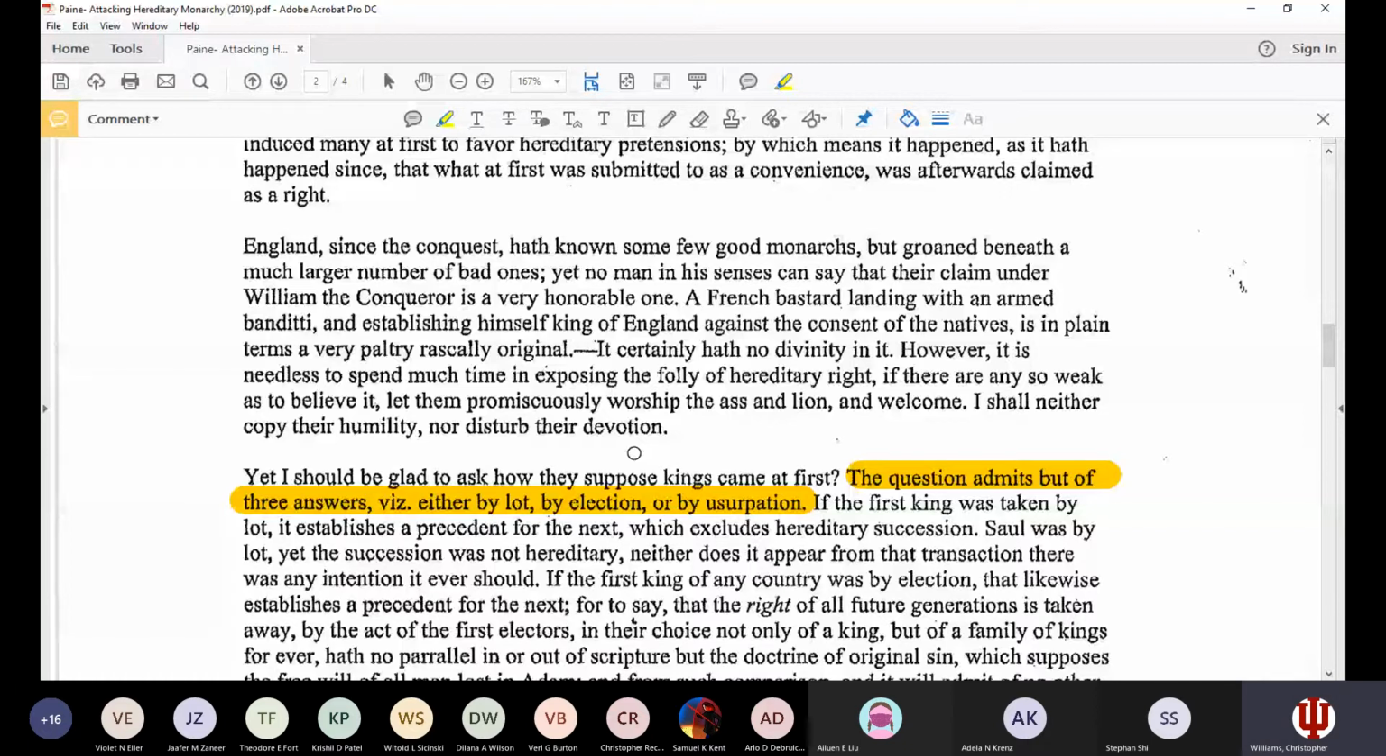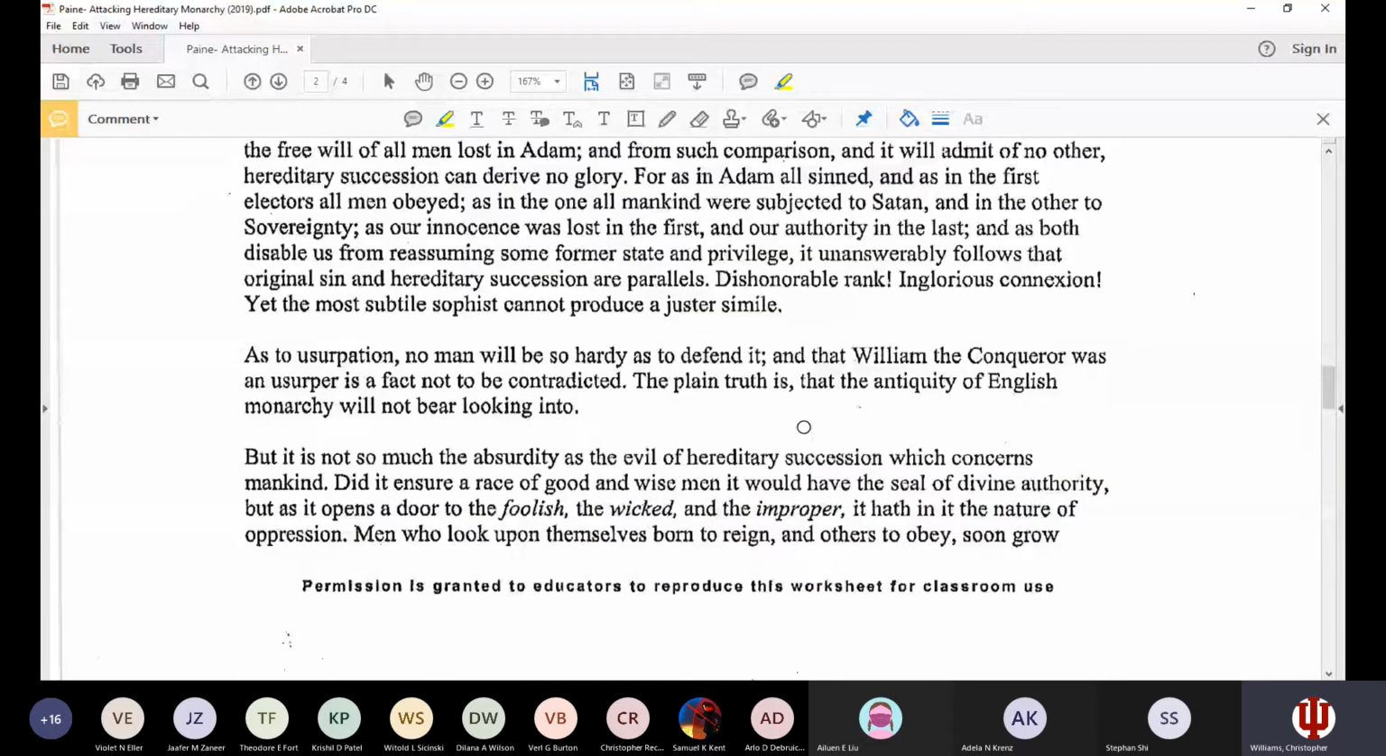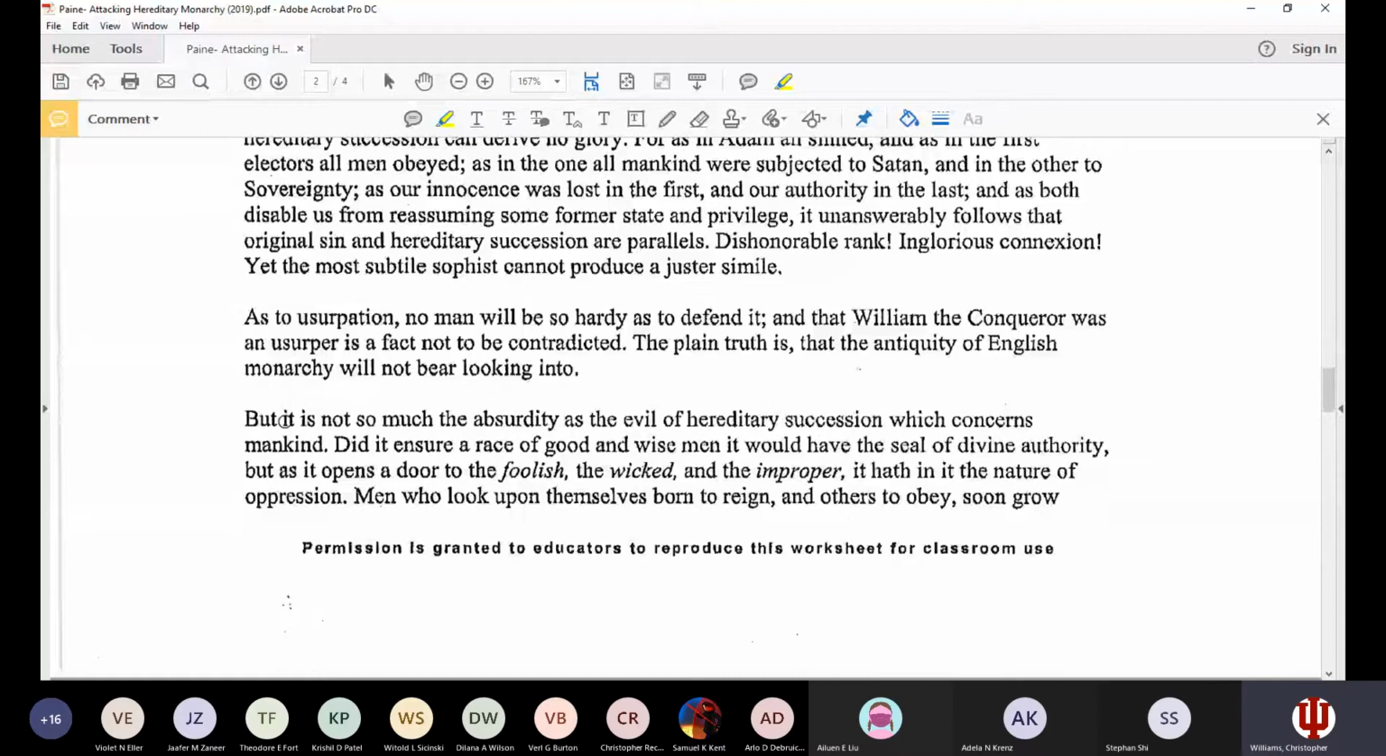So again, those three. And if you have a king who's in power for a long period of time, it's going to be very difficult to drive that person out. Okay. Because unless it's done by force by somebody else, which has happened obviously in many cases in history, there's not going to be a change. Okay.